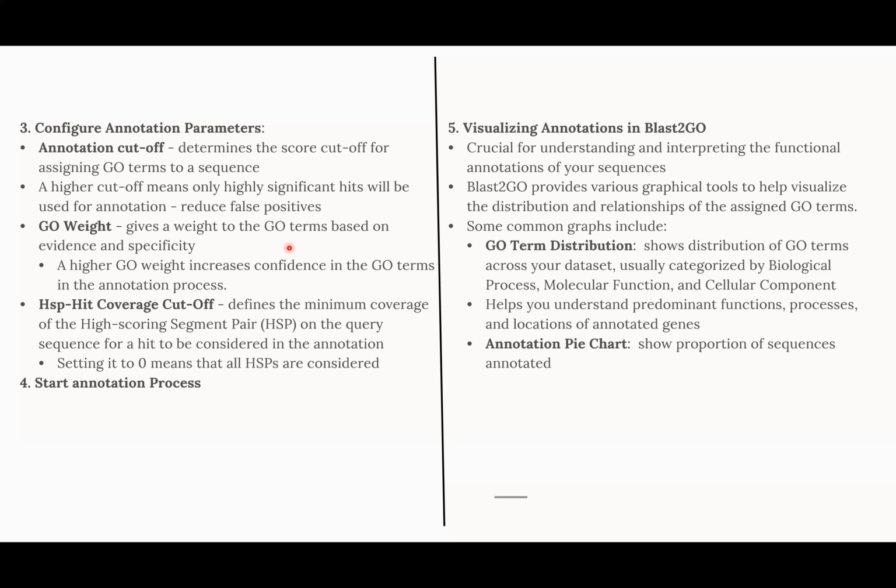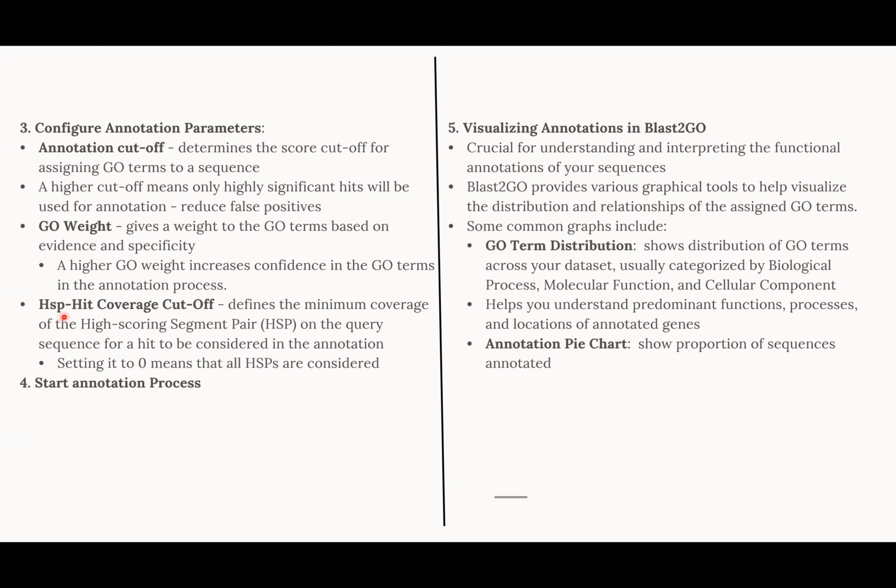So before the assigning of a term, let's say before we conclude that this gene is involved in a certain biological process like metabolism, we need to have a weight. That is what determines it, so that we cannot have a gene that is involved in something like replication being assigned a biological process in metabolism.